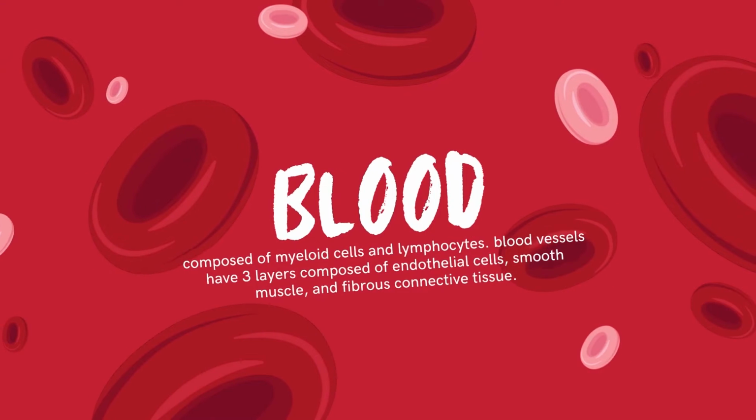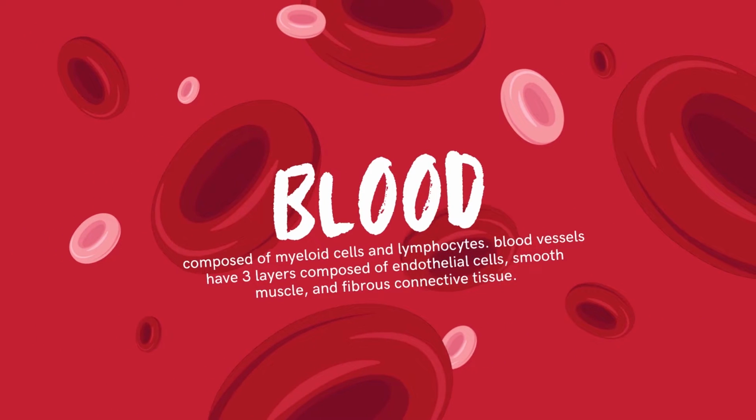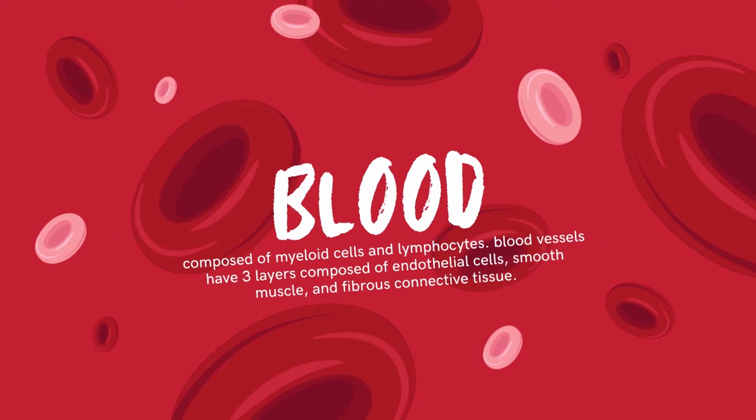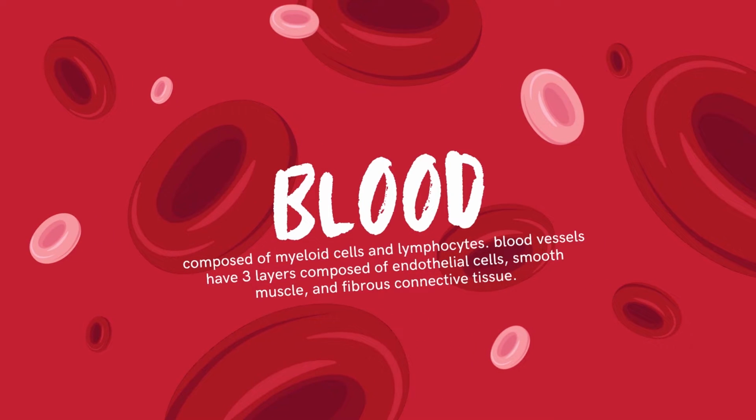The blood is composed of myeloid cells and lymphocytes, which arise from the hematopoietic stem cells in the bone marrow. Furthermore, the blood vessels have three layers composed of endothelial cells, smooth muscle, and fibrous connective tissues.